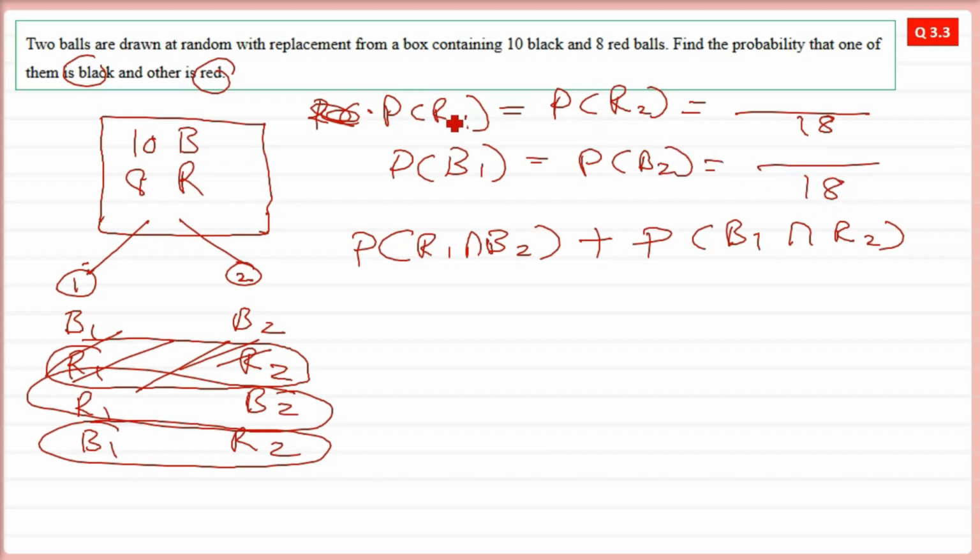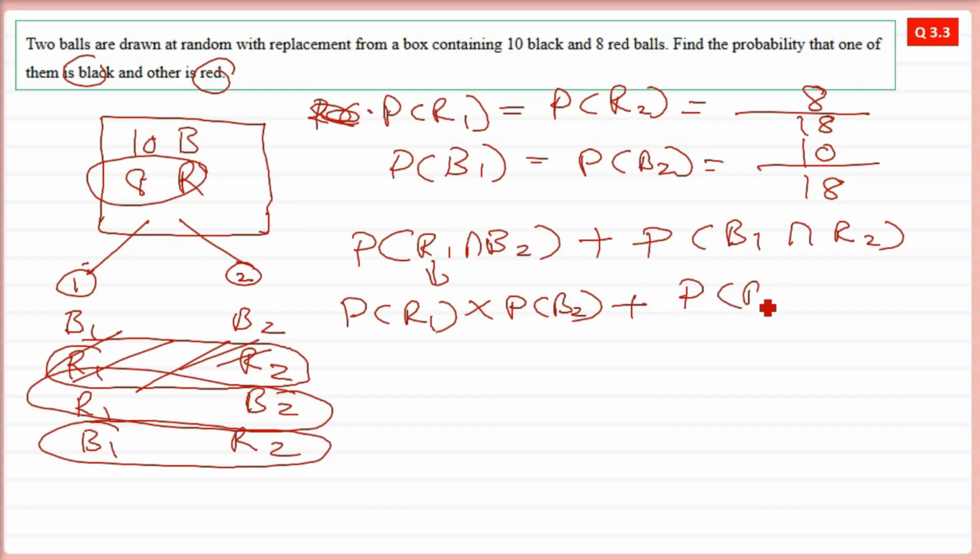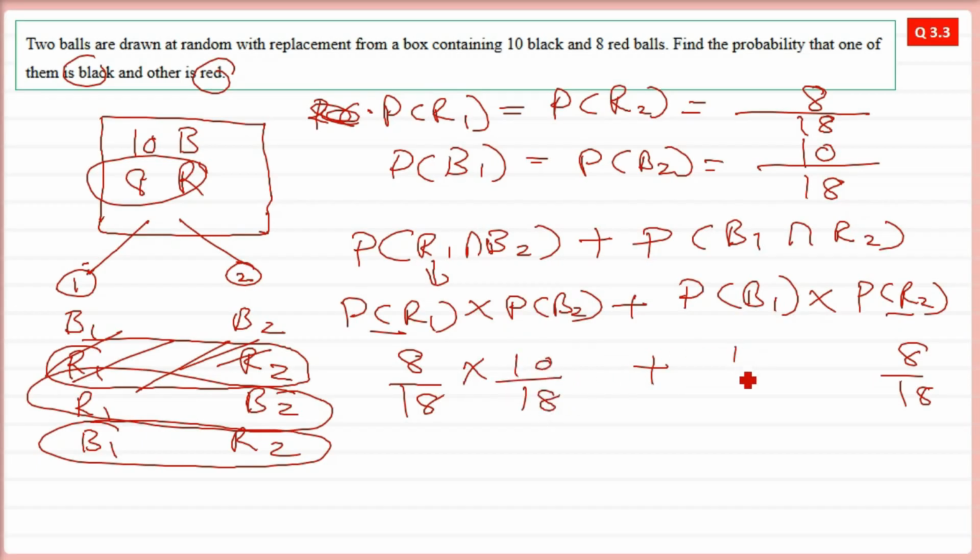And what are the favorable cases for red? There are 8 reds, so 8 by 18. Black are there, so 10 by 18. Now these are independent events, so we can write them separately. P(R1) multiplied by P(B2), first red, second black. Here first black, second red, so P(B1) multiplied by P(R2). What is P(R1)? It's 8 by 18. So these probabilities, P(R1) and P(R2), as I suggested, remain the same. So 8 by 18, 8 by 18. P(B1) and P(B2) also remain the same, so 10 by 18 and 10 by 18.